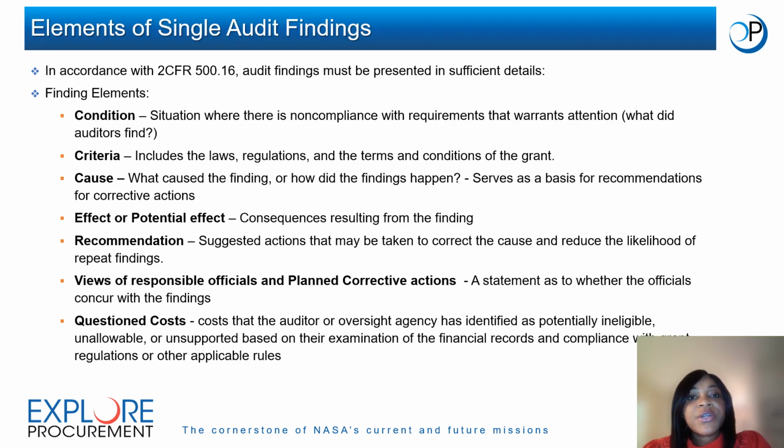The 2 CFR 200 requires auditors to present findings with specific details. The elements of an audit finding include the condition, which is the situation where there is noncompliance with the requirements that would warrant attention. In other words, what did the auditors find? The second element is the criteria, which is usually the laws, regulations, or the terms and conditions that are associated to the finding.